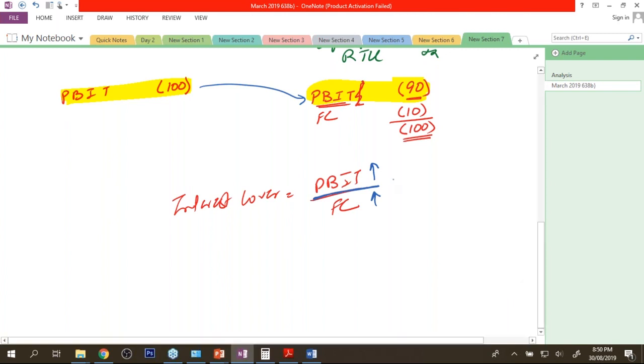The answer is decrease, exactly, because normally the interest cover is more than one. So whenever the ratio results in a value of more than one, it has an opposite impact. So we are going to say that the interest cover is going to be reduced because of the increase in both the values.